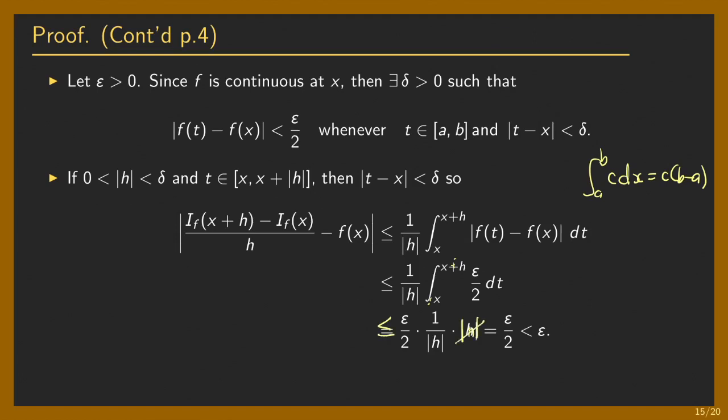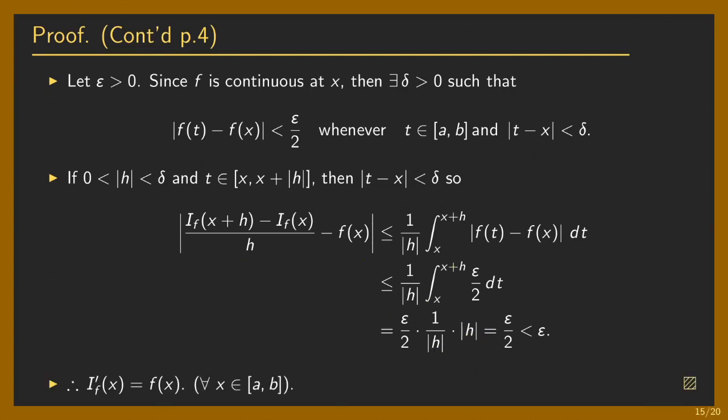So this will cancel, leaving epsilon over 2. Well, epsilon over 2 is less than epsilon. So it means to say that if h is small, this one is also small, in Tagalog. Therefore, what did we prove? The derivative of F at x is f of x. See?